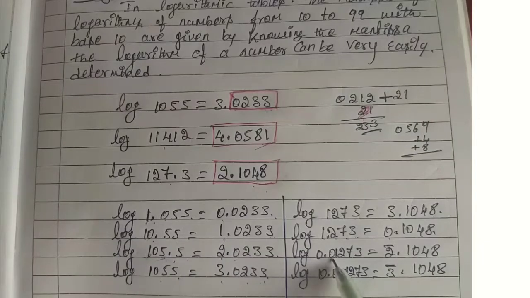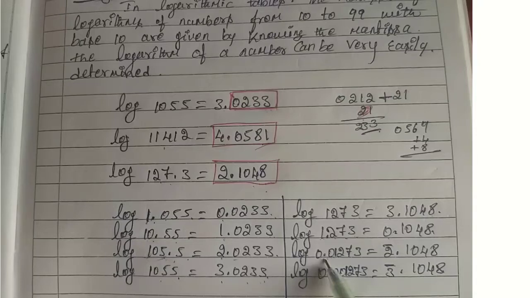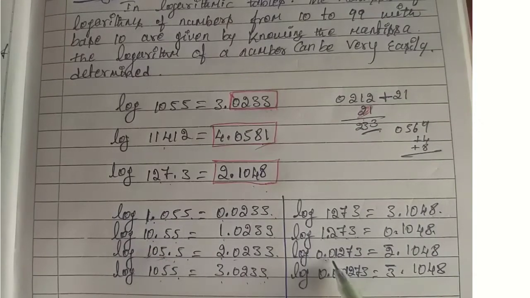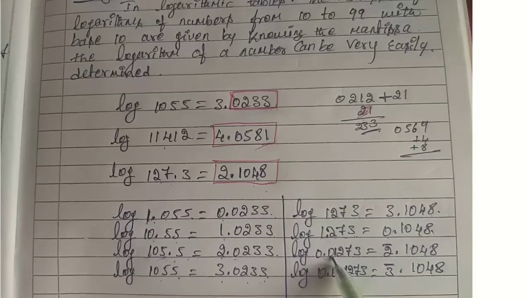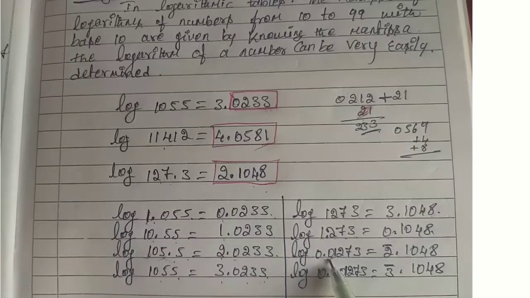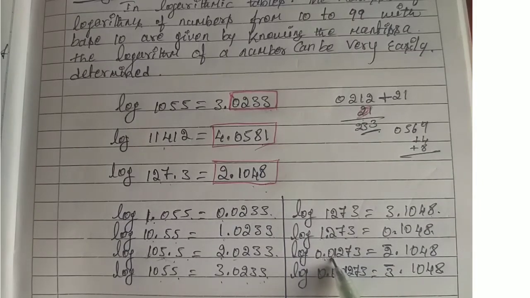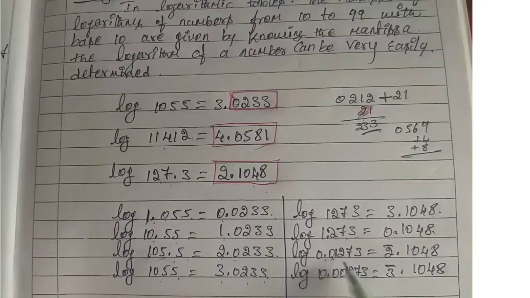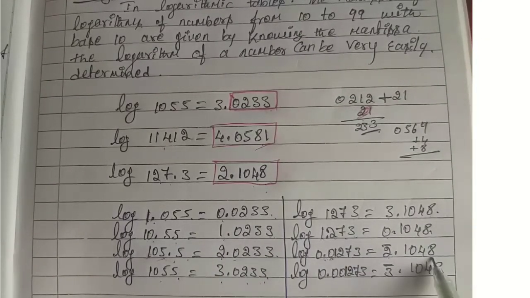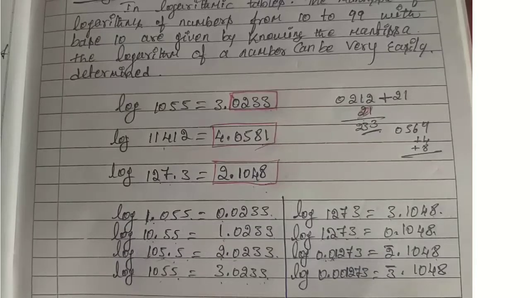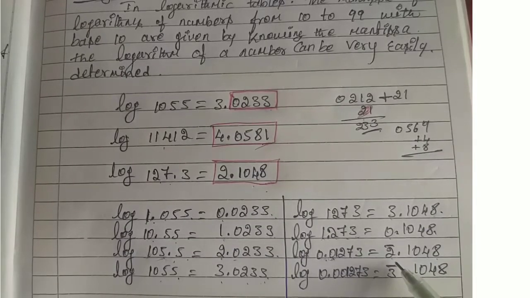0.01273. See, this is 0.0, it is less than 1. So what do you have to do? Minus 2. How? 0 plus 1, so that becomes minus. Minus into minus, so that is 2. When you have a zero immediately after the decimal point, we have to add 1. That is what the rule says. So that becomes minus 2.1048. Clear?